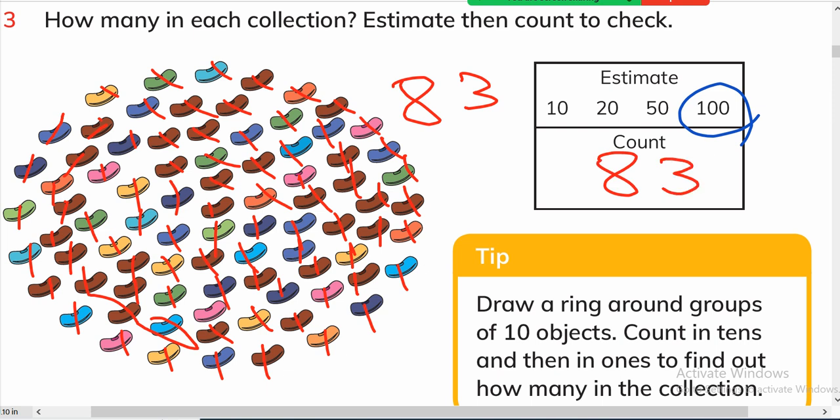83. Yeah, I told you that my guess was in between 50 and 100. So the actual number is 83.